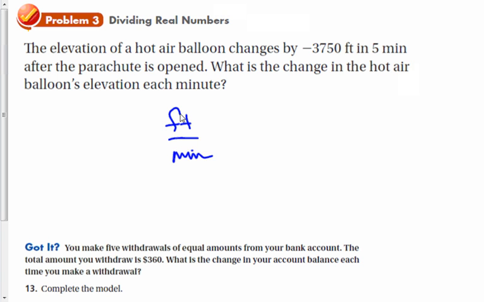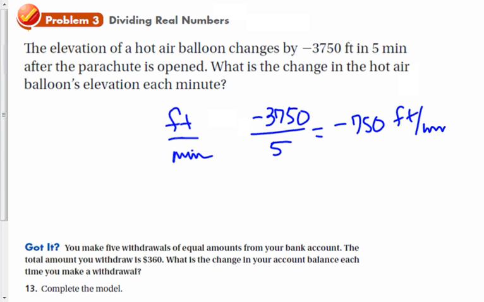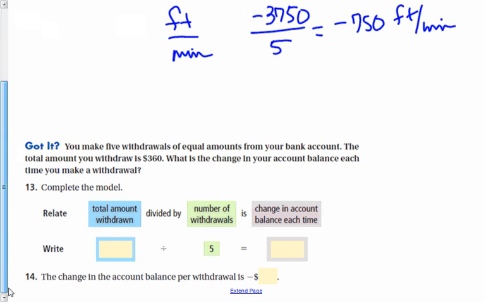So that seems like a division problem. Take our number of feet of change, which is negative 3,750, and divide it by our number of minutes. And when you do that, you get negative 750 feet per minute. So we're going to use a negative just to describe a parachute that's going down, or a hot air balloon that's going down. All right, I'll let you try that.